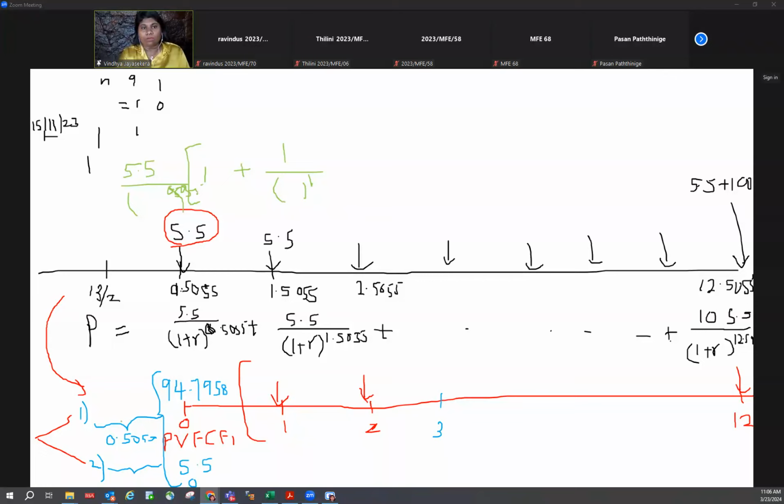That's what I've done. By breaking it into 2, what have I done? I've separately found this piece by whole numbers, and then I add this piece and discount it over the odd period to get P. Is that okay? Can I move away from this slide? Any questions here?